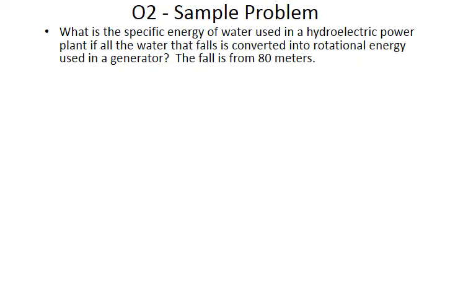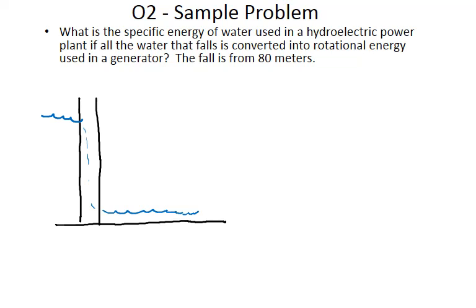All right, so in this one, we're considering a hydroelectric dam, and we want to find out the specific energy of the water used in the hydroelectric power plant if all the water that falls is converted into rotational energy, and the fall is from 80 meters. And so why don't you pause the clip and give this a try, see if you can reason through this. And this is more conceptual than anything almost, at least initially. So go ahead and pause the clip, give this a try, and then when you're ready to check, you can hit play to continue.